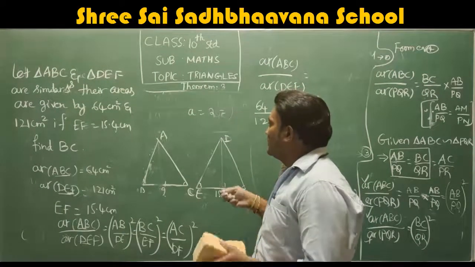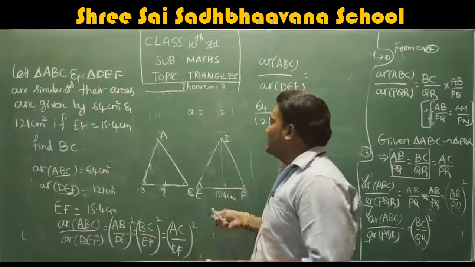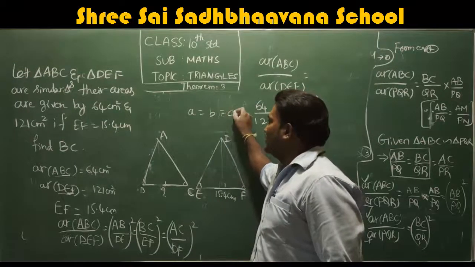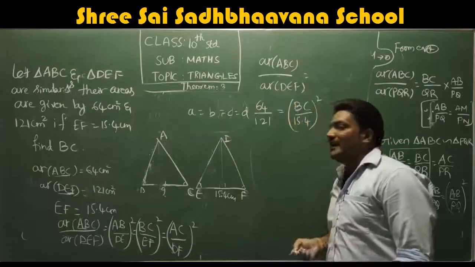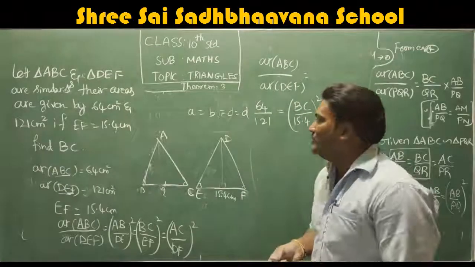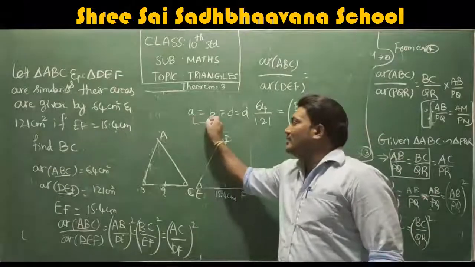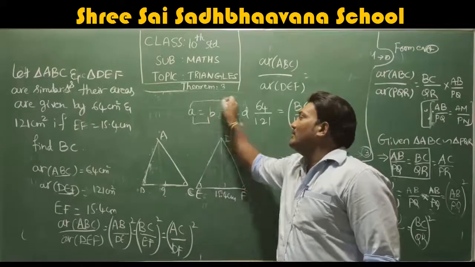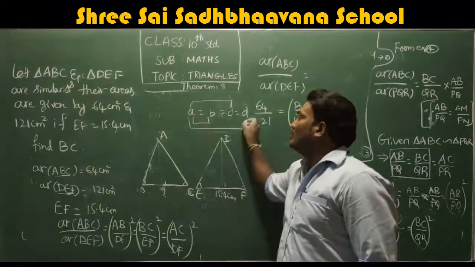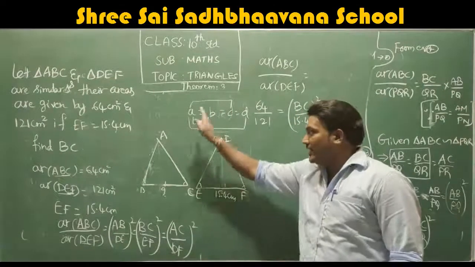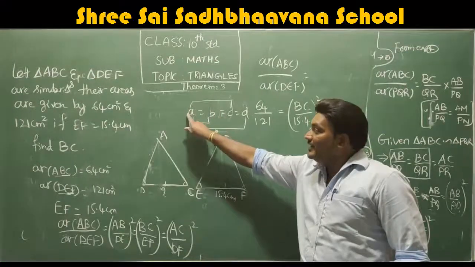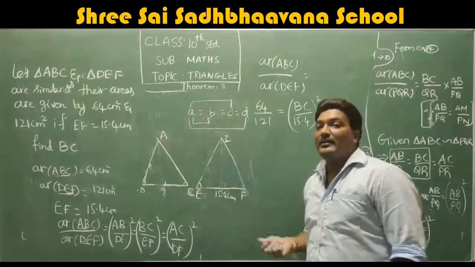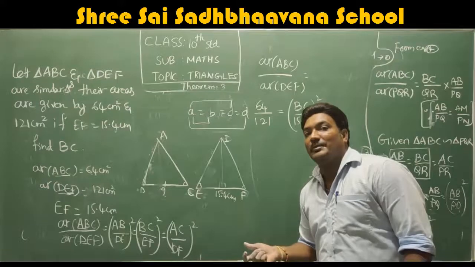Okay, let me take alphabet instead of numbers. Imagine that A is equal to B is equal to C is equal to D. So A is equal to B, similarly A is equal to C, and also A is equal to D. Correct? If A is equal to B, definitely A should be equal to C, because all are equal, respectively, right?